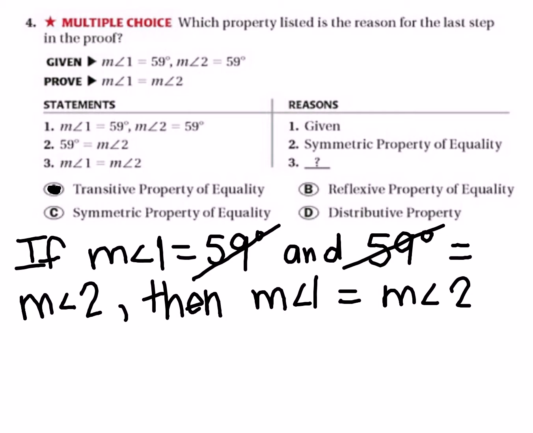On that particular problem, it was hard to see it. But you have to take time and rearrange the way something is written. As long as you're not changing the true value of it, you can rearrange. So as long as you're rearranging it a little bit, you can see that that was a transitive property.